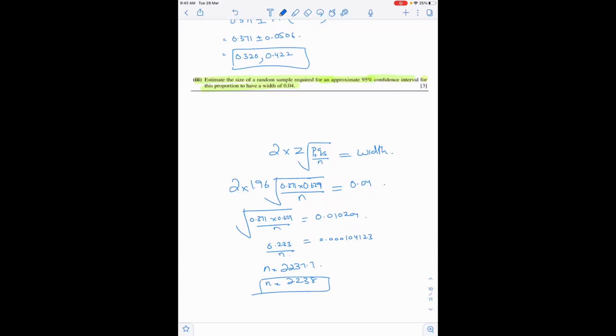Okay. If n is 2238, these are 4 significant figures, so you can make it into 3 significant figures. I hope this is clear. Yeah.